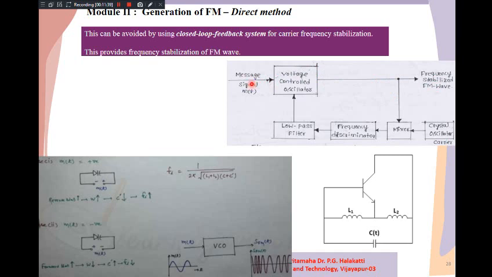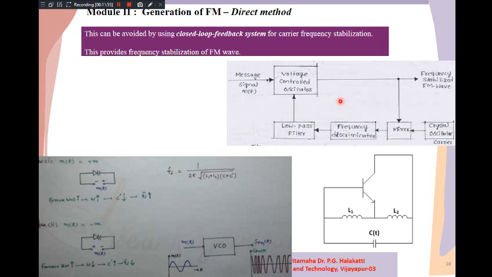Here, when the amplitude variation is 5 volts, the frequency should vary by 5 hertz, not 4.8 or 4.7. So in the beginning it will be 4, and later we'll try to stabilize it. After some time it will reach 5, or nearly 4.99 hertz, something like that.